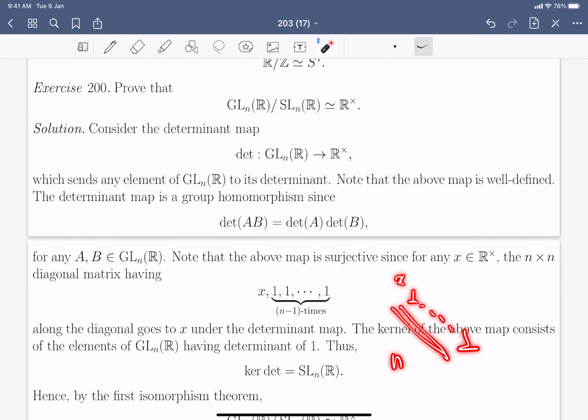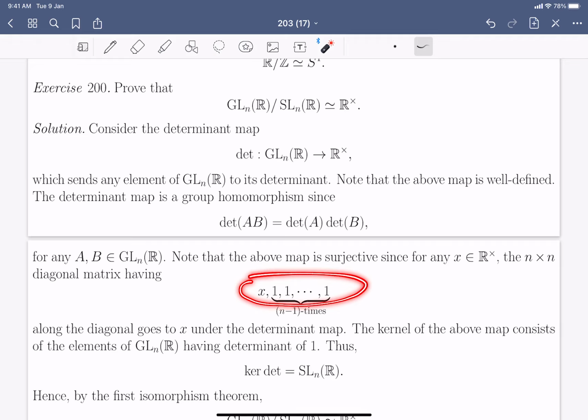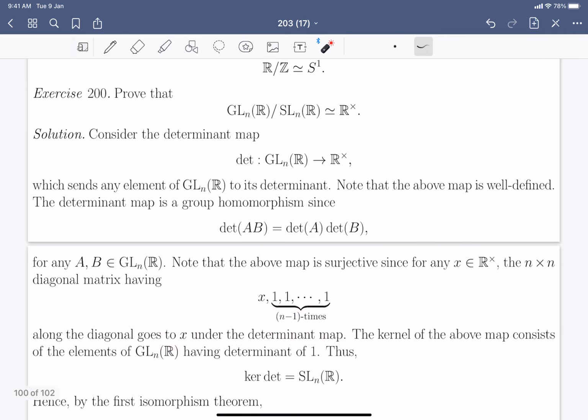Here there are n minus 1 ones, and it starts with x. If you look at this diagonal matrix, its determinant is equal to x, right? So the matrix having these entries along the diagonal goes to x under the determinant map, and so this shows that the determinant map is surjective.